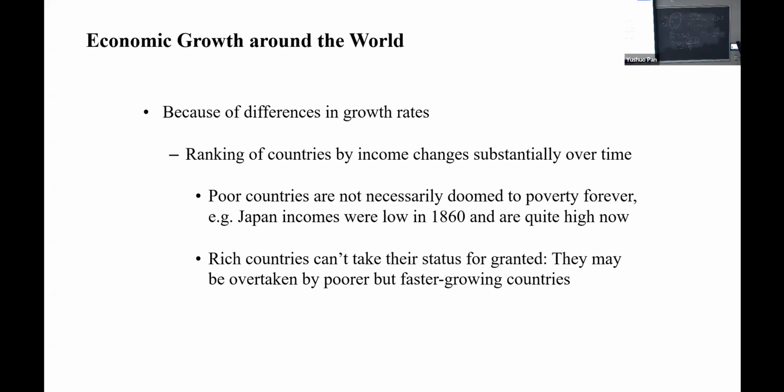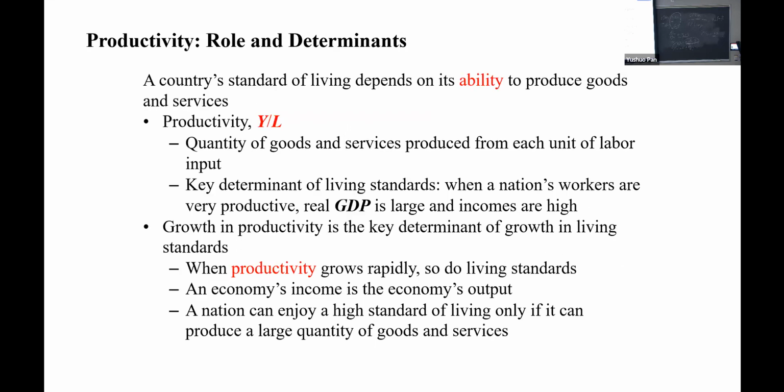Japan's incomes were low in 1860 and are quite high at this moment. Rich countries still cannot take their status for granted. They may be overtaken by poor but faster growing countries. So nobody is safe and no country will stay poor forever. What will cause that? It's productivity.